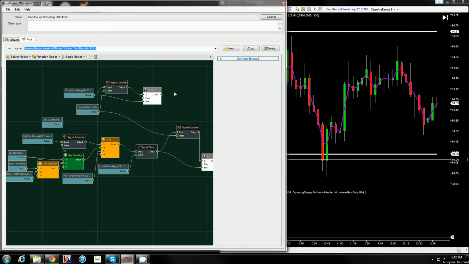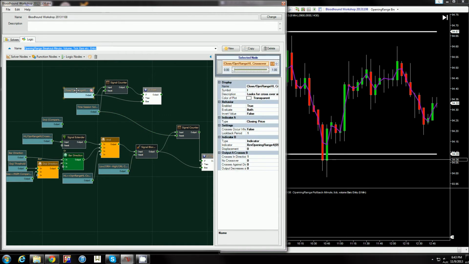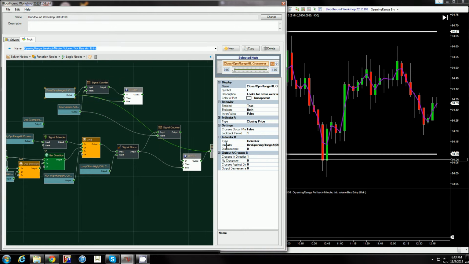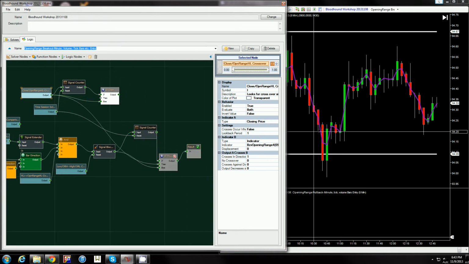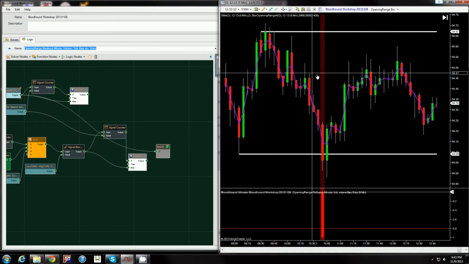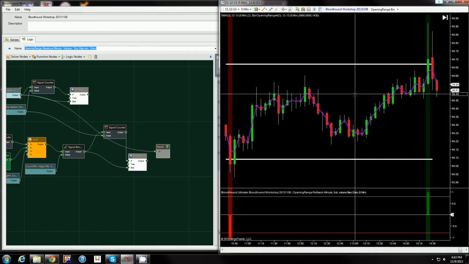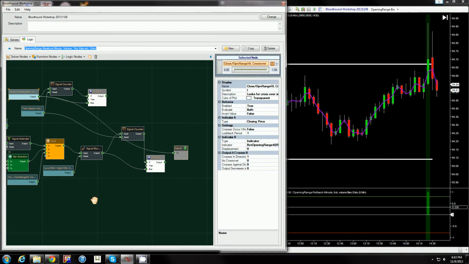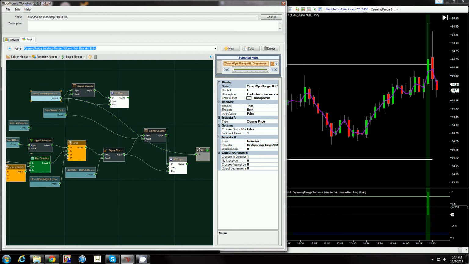Alright, so now I'm going to explain to you the bottom half of this. So the top part is just looking at the closing price. When the closing price of the bar breaks out of the opening range high or low. Alright, now this one on the bottom, let me just bring this over here.